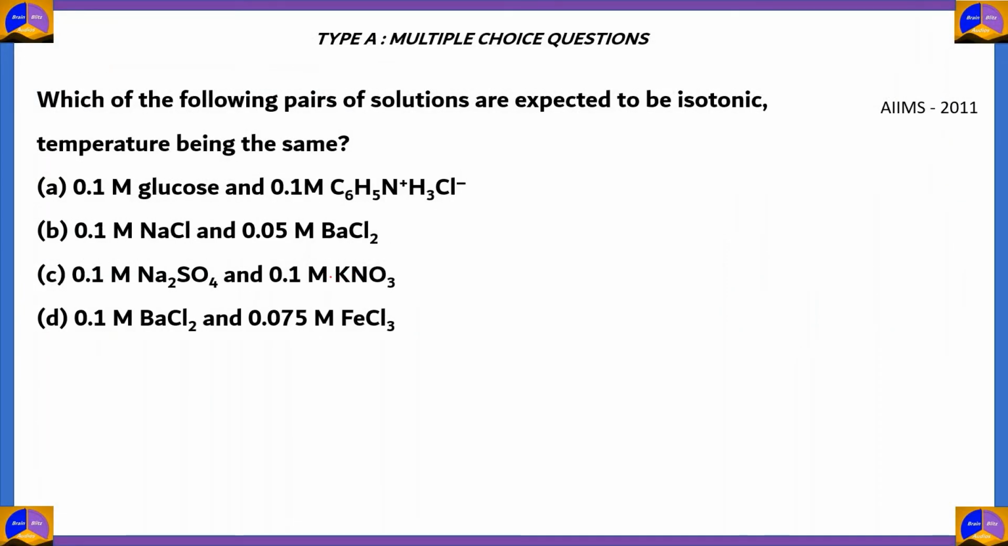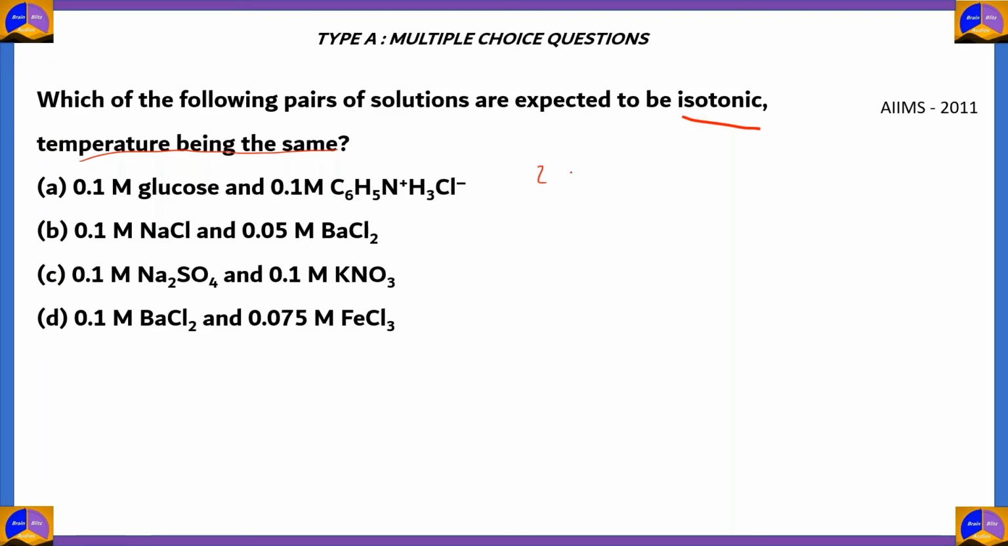Now we come to our final question. No, this isn't the final question. We have another question after this. So let's look at this question. Which of the following pairs of solutions are expected to be isotonic with temperature being the same? So that's the common condition. So we have pairs of solutions. So how do we solve this question?